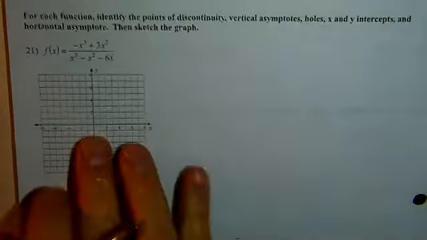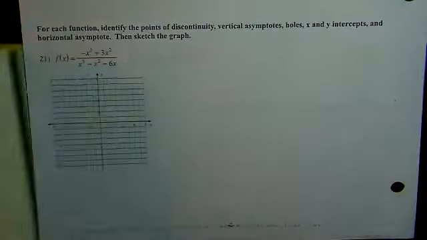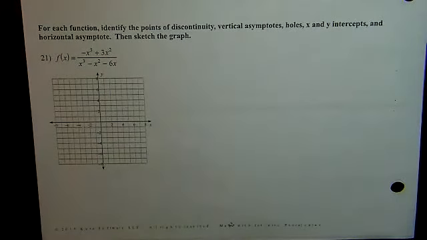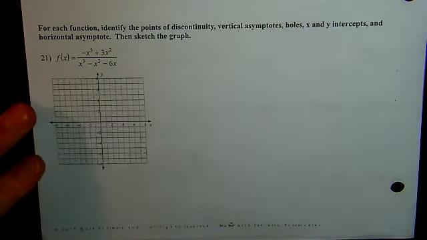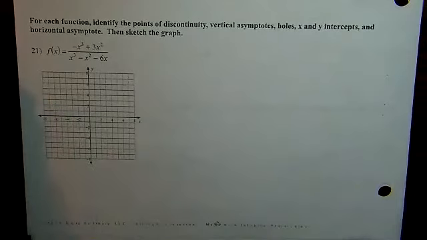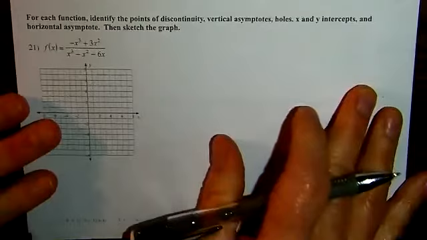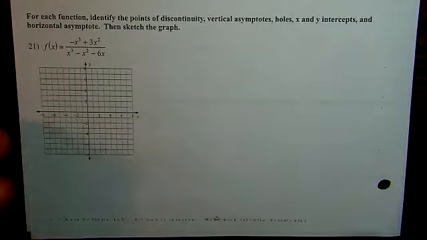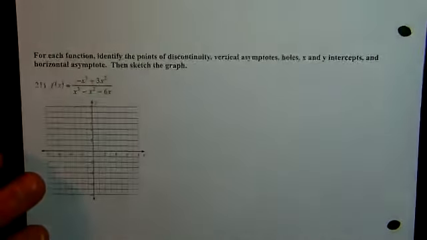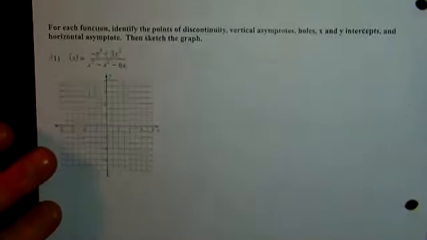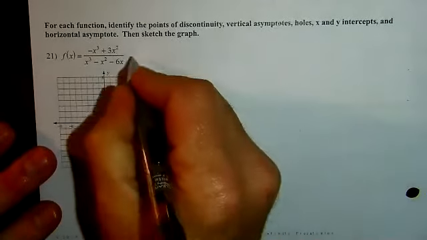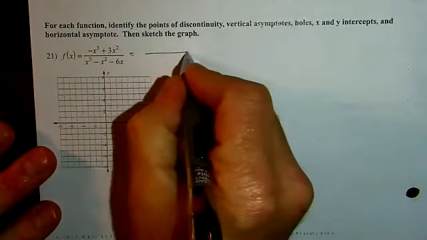And I do want to pay attention to what they're actually asking us to look at in this problem. So it says for each function, identify points of discontinuity, vertical asymptotes, holes, which we haven't talked about yet, x and y intercepts, and horizontal asymptote, then sketch the graph. Okay. So the very first thing to do is what I've asked you to do actually for all of these problems 21 through 30, which is to do what we did last week, which is factor everything.